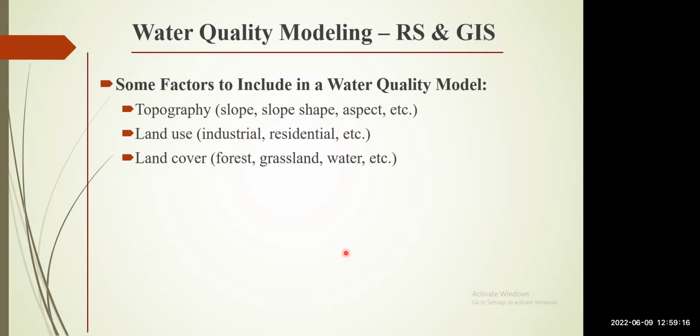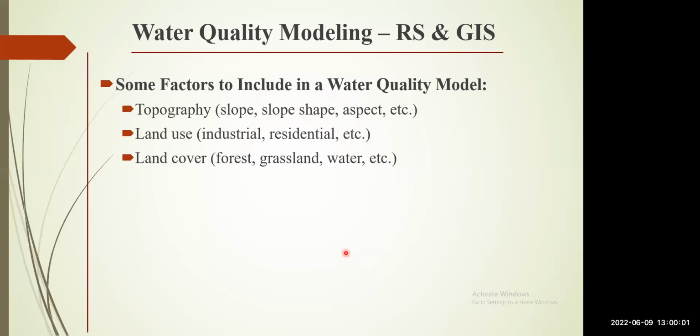Now, some factors to include in the water quality model is topography. As we discussed before, topography is one of the important factors whenever we are talking about water flow or watershed management. Slope, slope shape, aspect, and those types of multiple variables are very important to be considered during that topography.